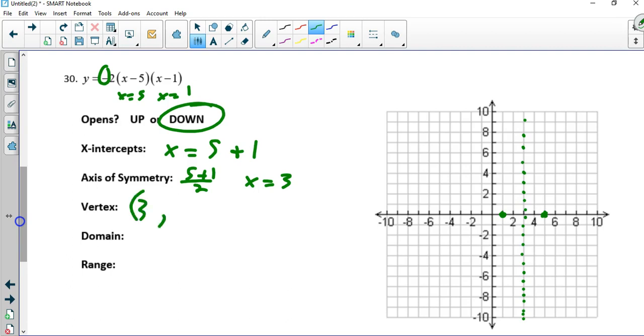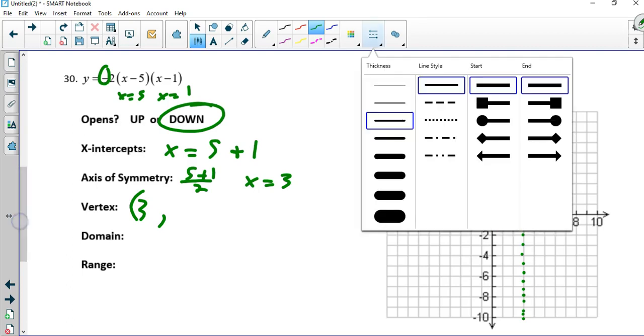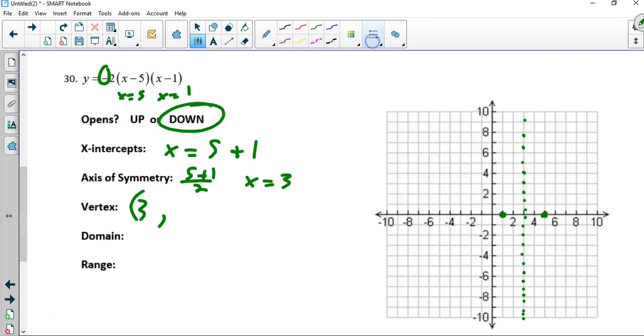Now we plug the 3 back in up top. You gotta be careful here when you do this. Alright? It's negative 2 times 3 minus 5 times 3 minus 1. Don't forget that negative 2 out there. So that's negative 2 times negative 2 times 2. So negative 2 times negative 2 is 4, times 2 is 8. So that means that's right up here at 8. But that makes sense because it's a sad parabola. It should be going down.